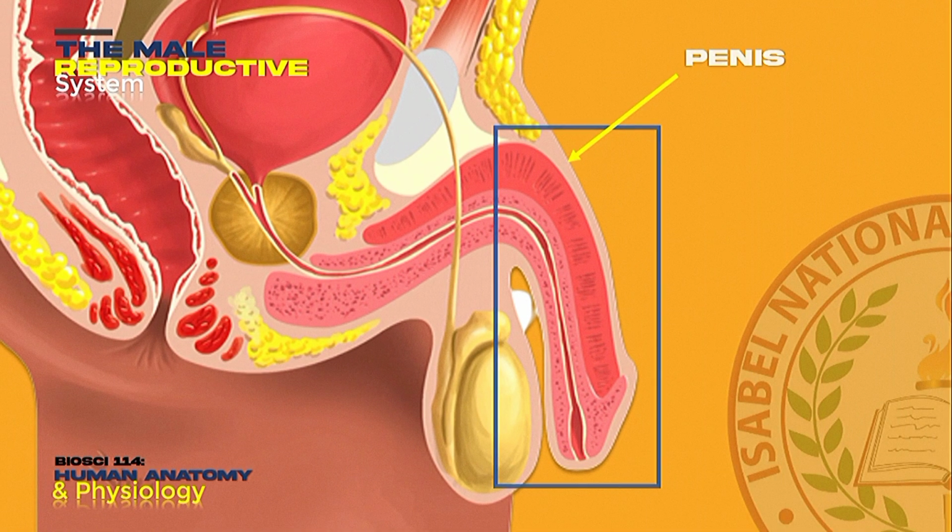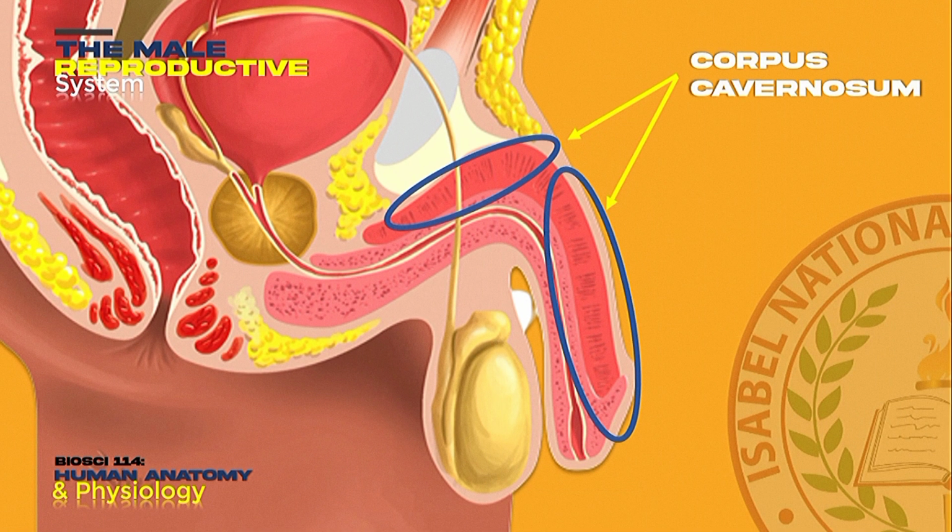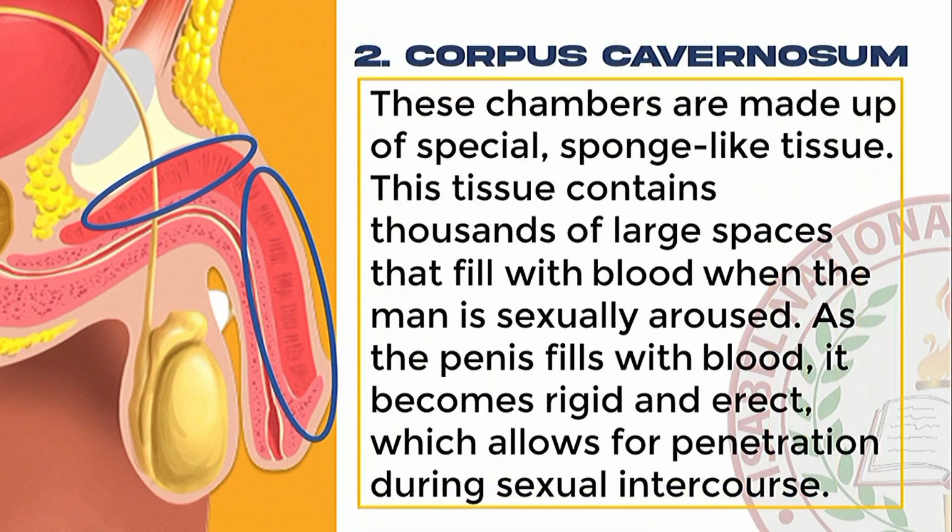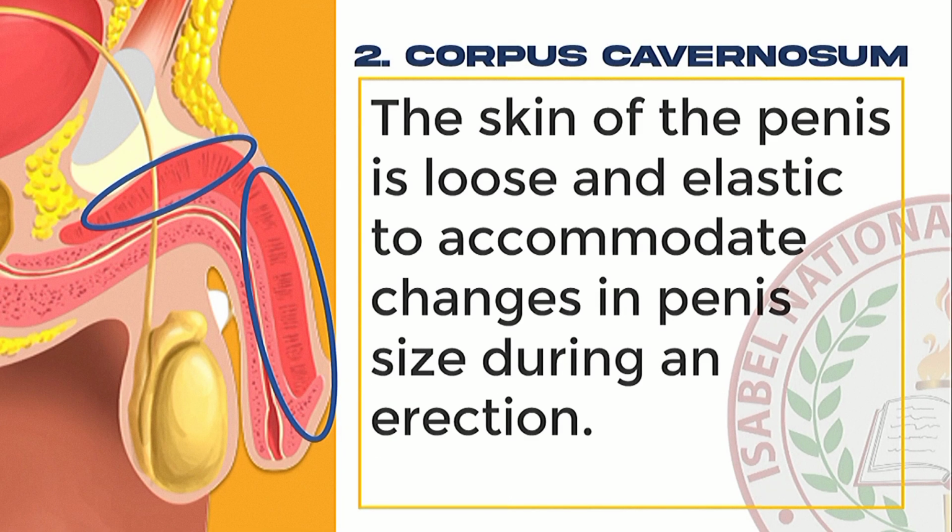Number 2, the corpus cavernosum. These chambers are made up of special sponge-like tissue. This tissue contains thousands of large spaces that fill with blood when the man is sexually aroused. As the penis fills with blood, it becomes rigid and erect, which allows for penetration during sexual intercourse. The skin of the penis is loose and elastic to accommodate changes in penis size during an erection.